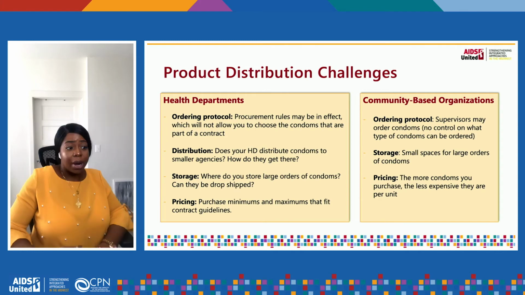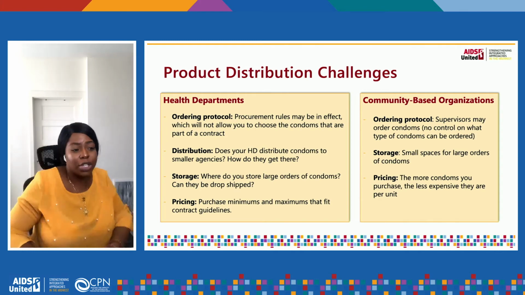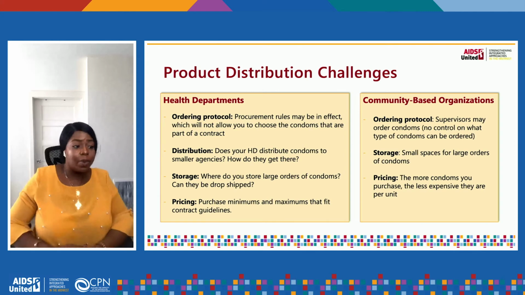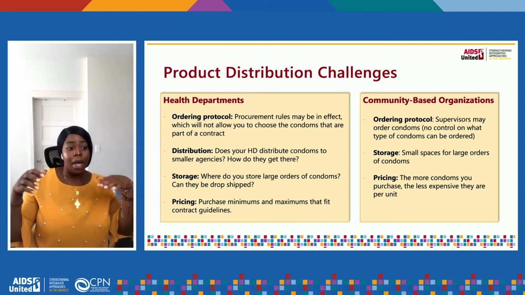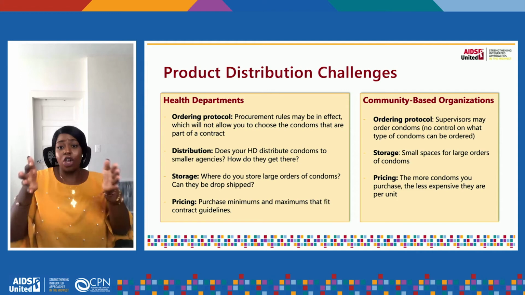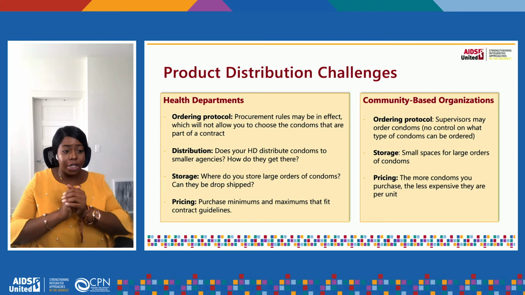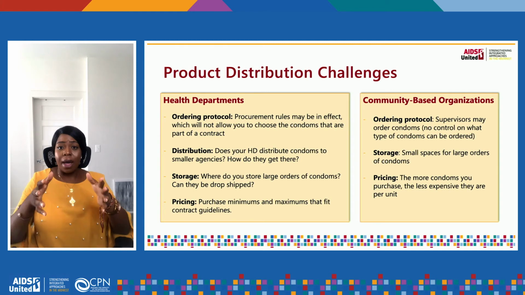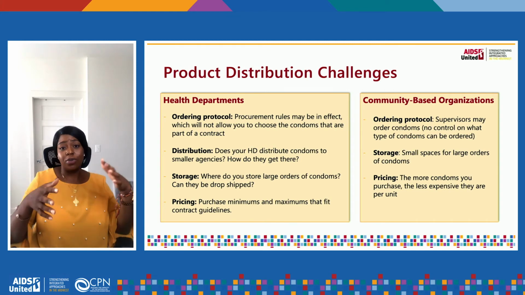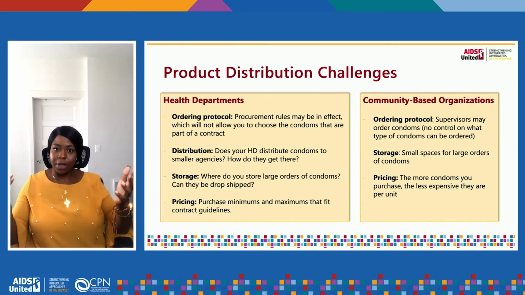An example of a supply challenge is when an item is drop shipped. Drop shipping is when a product is shipped directly from the vendor to the client, and there's no middleman, meaning the product is not sent to the person or the entity that placed the order. I also want to note that while we have differentiated these challenges, sometimes the challenges faced by health departments and CBOs can be the same, such as funding or pricing, right?